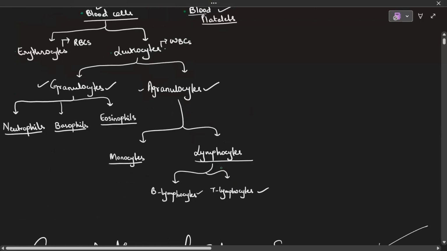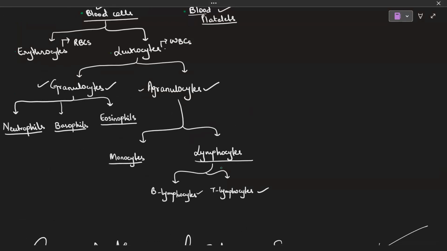Now, leukocytes are further of two types. First one is granulocytes. The second one is agranulocytes. Under the granulocytes, we have neutrophils, basophils, and eosinophils. And under the agranulocytes, we have the monocytes and the lymphocytes.